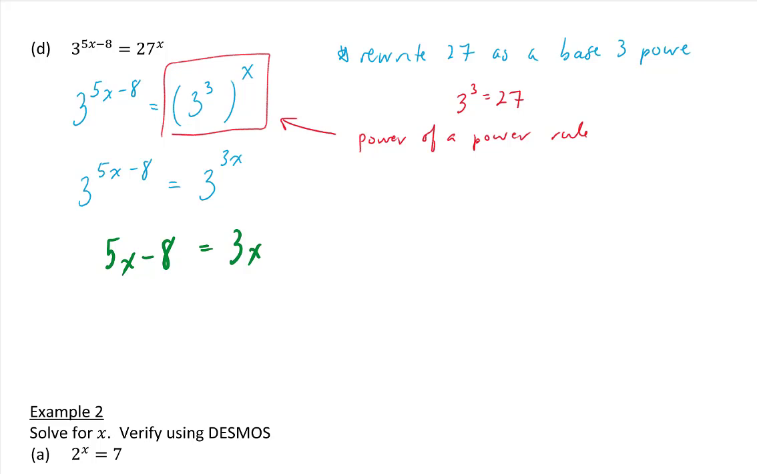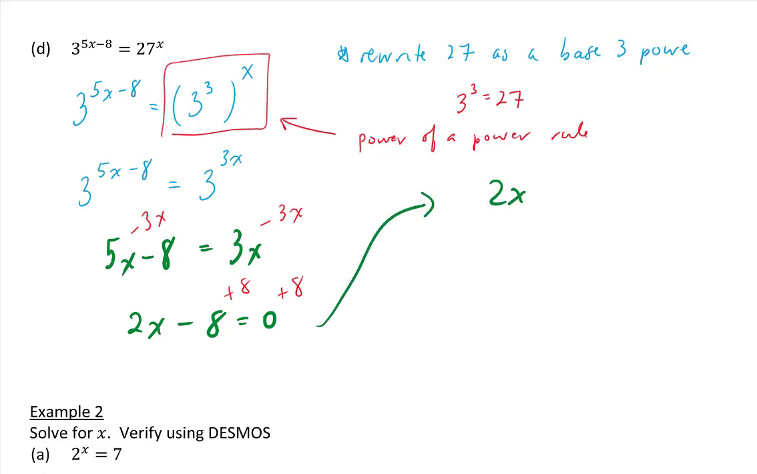I need to get the 3x off from the right side. So I'm going to subtract 3x from both sides. And I get 2x minus 8 equals 0. I'm going to add 8 to both sides to get the number to the right side. So I end up with 2x is equal to 8. And the last step is to divide both sides by 2. So I end up with x is equal to 4.